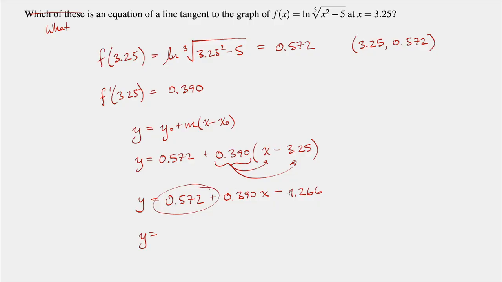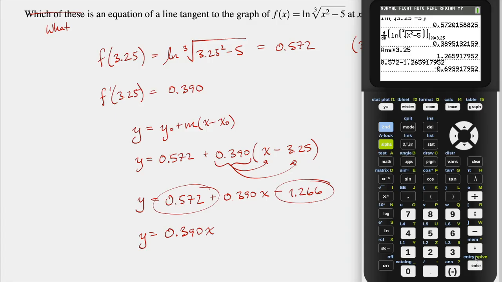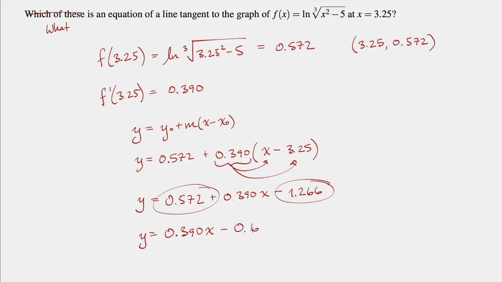And finally, we can combine this number with this number. So we have our 0.390x, and then 0.572 minus that number there. Okay, again, I like to use non-rounded numbers in all my calculations in the calculator and then round them. So minus 0.694. And there's the equation of the tangent line in slope-intercept form. So either this one or this one would be acceptable forms for the equation of a tangent line.